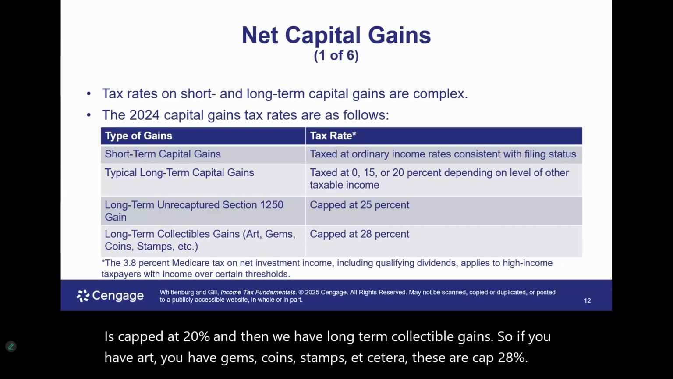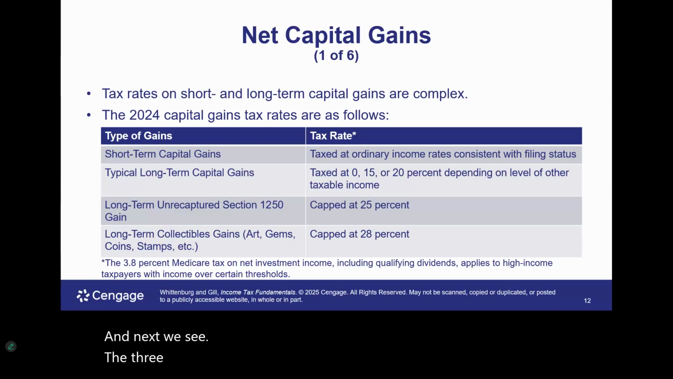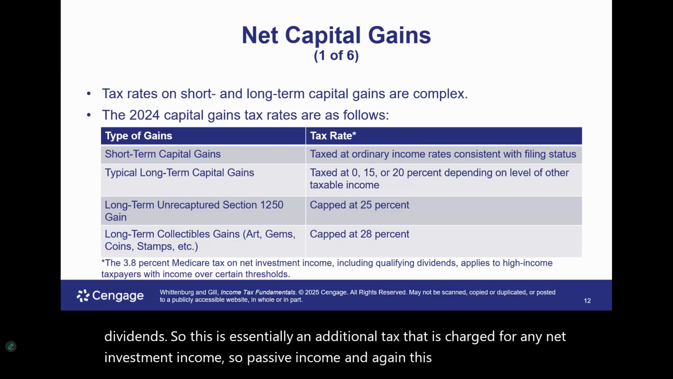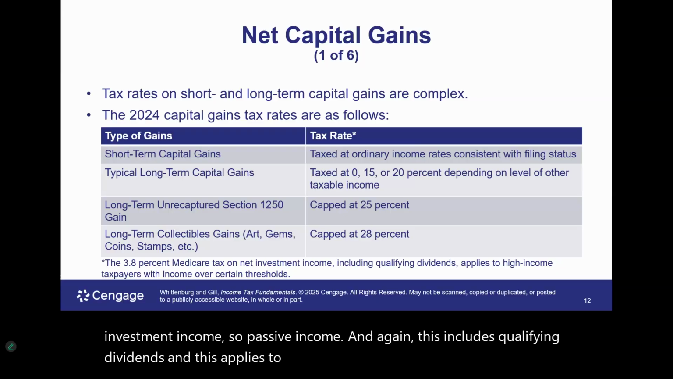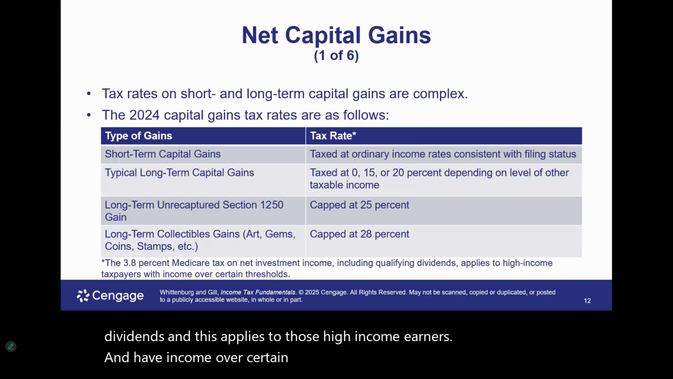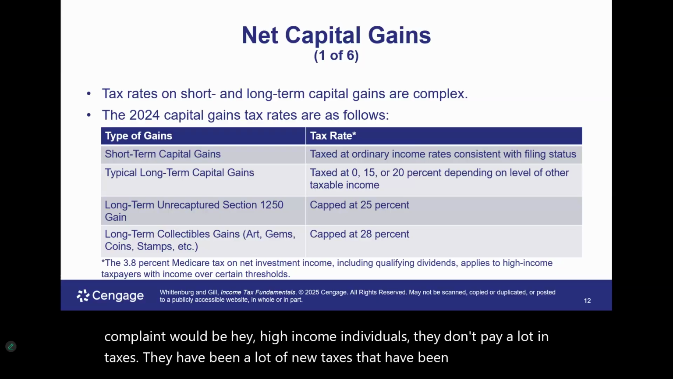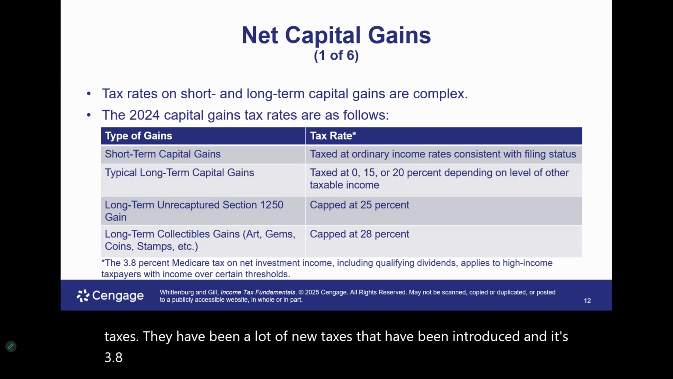And next we see the 3.8% Medicare tax on net investment income. This includes qualifying dividends. So this is essentially an additional tax that is charged on any net investment income, so passive income. And again, this includes qualifying dividends, and this applies to those with high income, over certain thresholds. A lot of times people's complaint would be, hey, high income individuals don't pay a lot in taxes. There have been a lot of new taxes introduced, and this 3.8% net investment income tax is one of them.